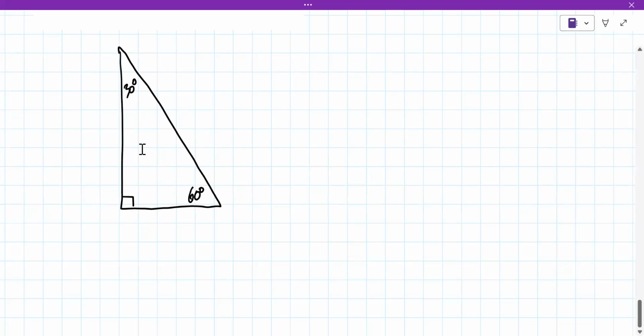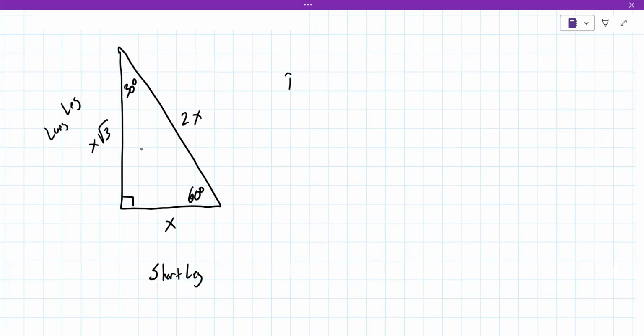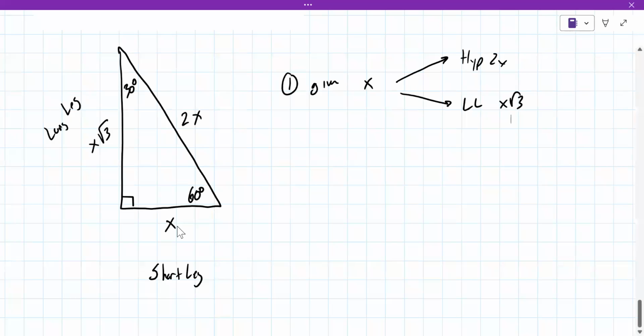Often this is referred to as the short leg down here, and then the long leg over here. The short leg is x, the hypotenuse is 2x, and the long leg is x root 3. So there's 3 possibilities here. Possibility number 1 is that you're given x, or you can find the short leg. Somehow you can immediately find the hypotenuse 2x or the long leg x root 3. Do you agree with that? Do you see how you could do that very quickly?